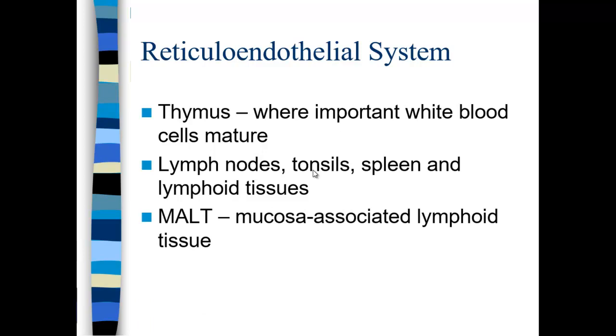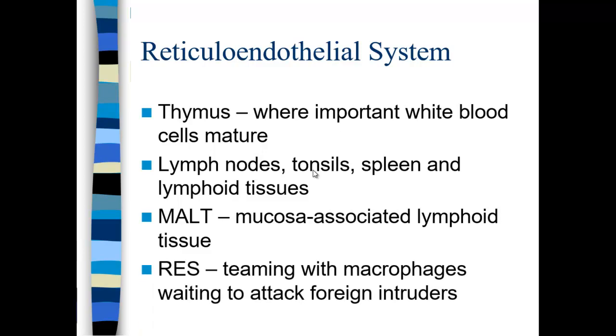And then there are MALT tissues. These are mucosa-associated lymphoid tissues, and wherever you find mucous membranes, you also see lymphoid tissues. And then the reticuloendothelial system itself is called the RES, just R-E-S, and it teems with macrophages that are roving the body, and they're just waiting for attacking foreign intruders. This is a non-specific type of immunity, so these are non-specific immune cells along the second line of defense.